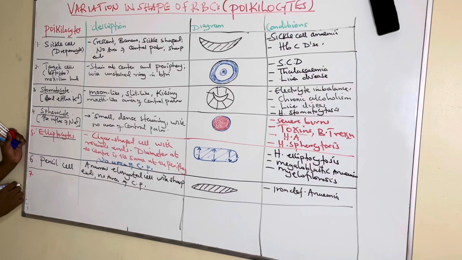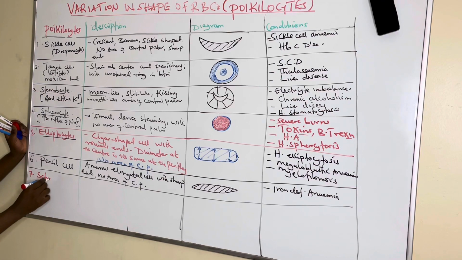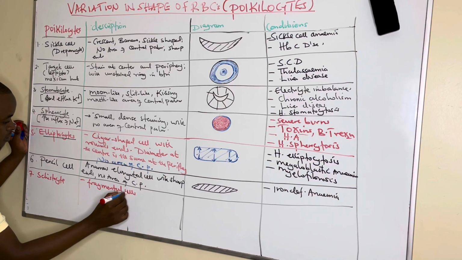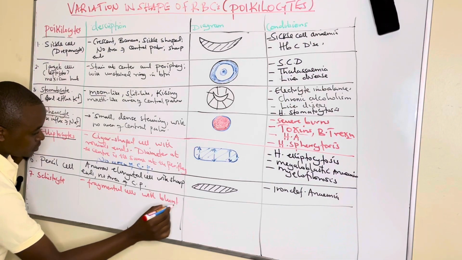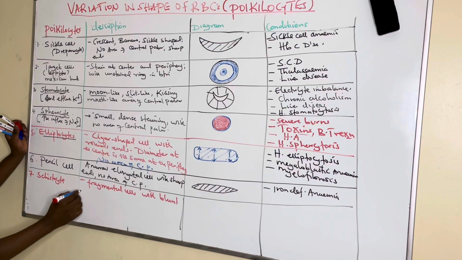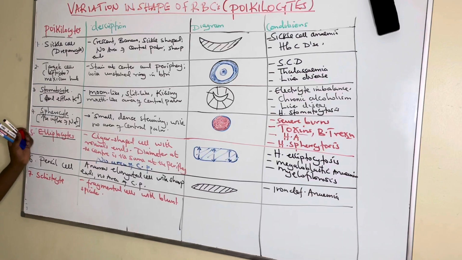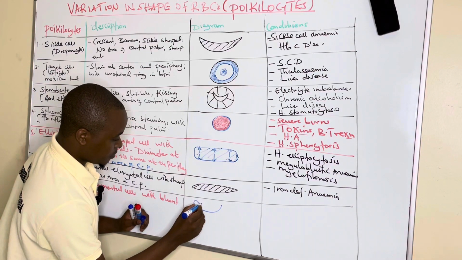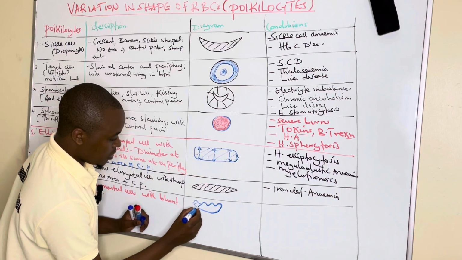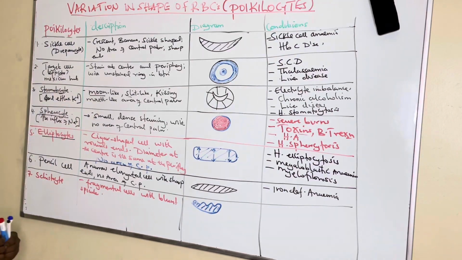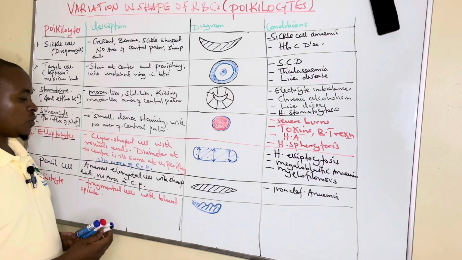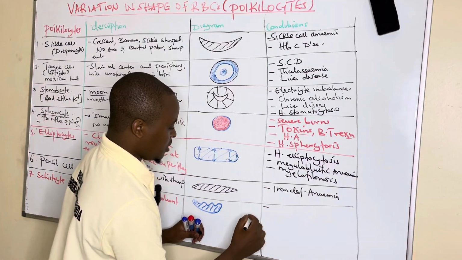Another cell we can discuss in this session, which is number 7, is schistocytes, or what we can call fragmented cells. So schistocytes are fragmented cells with blunt ends, or what we call blunt spicules. And this cell is a fragmented cell with blunt ends and no area of centropela. It has no area of centropela. So this cell is known as a fragmented cell, or schistocyte, and schistocytes are seen majorly in hemolytic anemias.